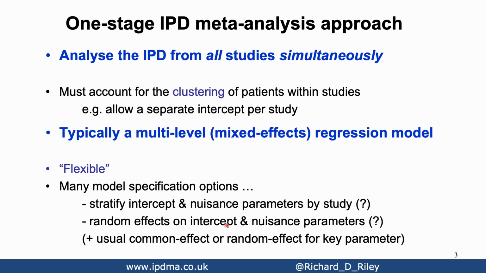But the key parameter of interest, so it could be the treatment effect again, like I mentioned before, we would assume either a common effect or a random effect on that key parameter. So we're analysing all the data in one go and accounting for clustering and potentially accounting for nuisance parameters by also stratifying those by study. But the main parameter of interest is either a common effect or a random effect, like we would do in a standard meta-analysis. So either approach is going to lead to a summary effect of interest. So the question is, which is the right thing that we should be doing?